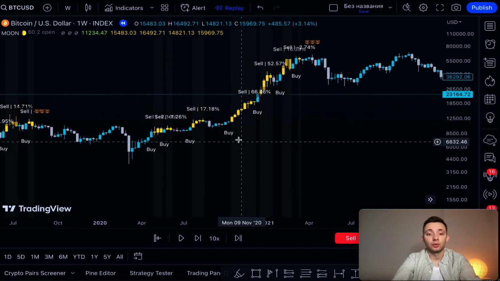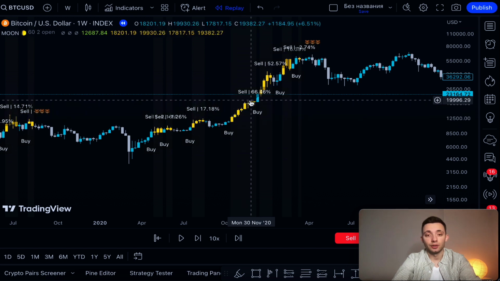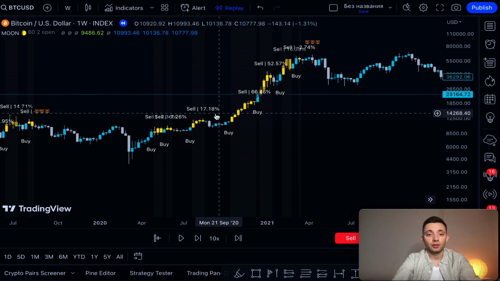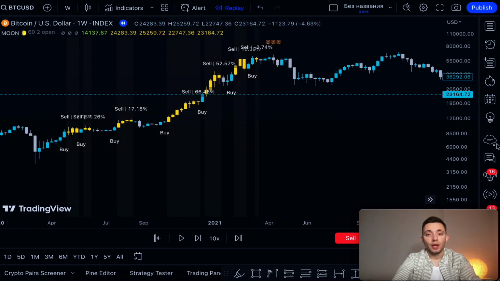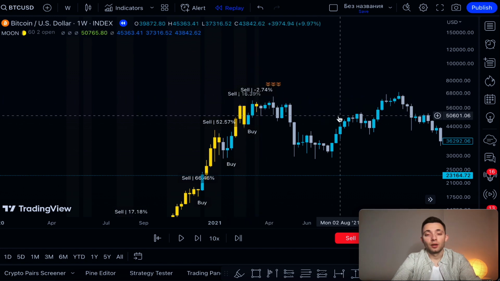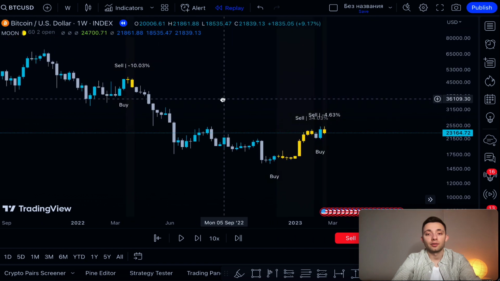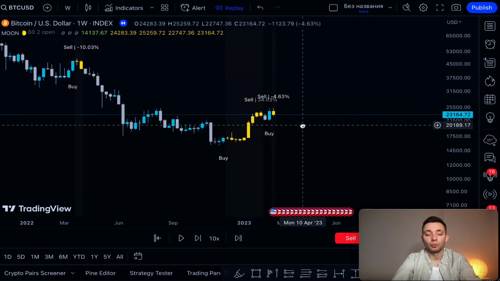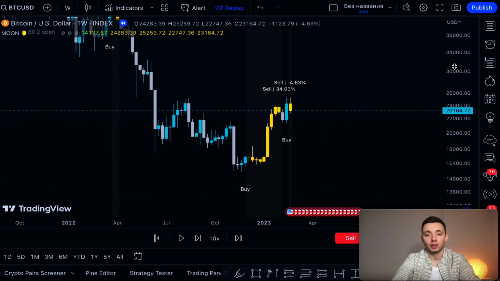Then we had another rising and we caught that rising in 2020: 66% of profit, 17% of profit, 52% of profit, and 16% of profit. For sure, there were some trades with a little minus, but all those minuses are fully covered with all those profits we made with Bitcoin buying on this indicator.